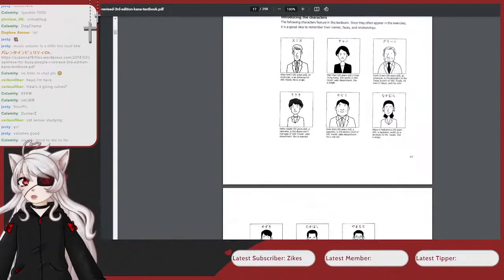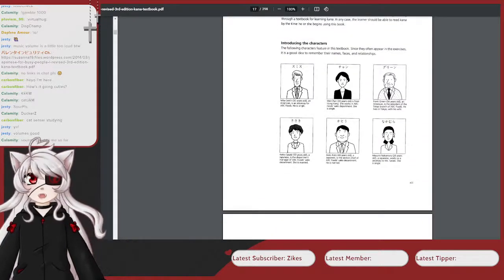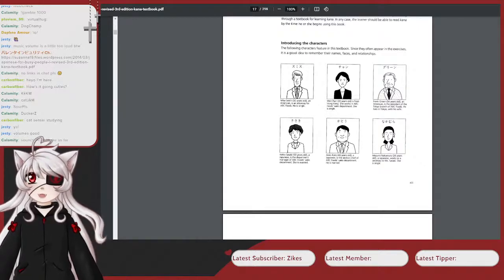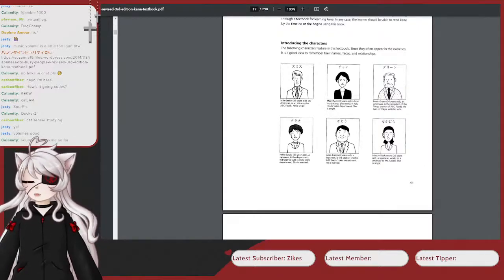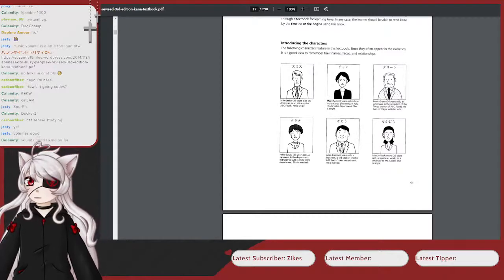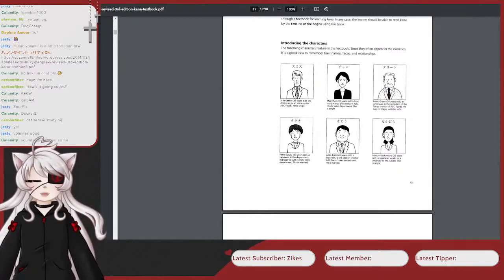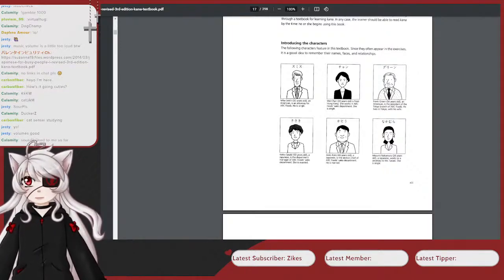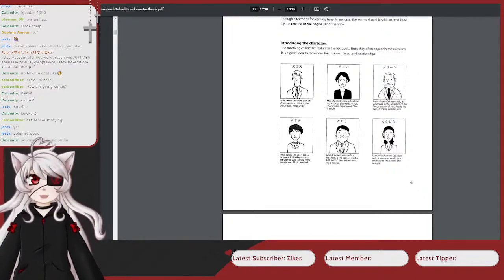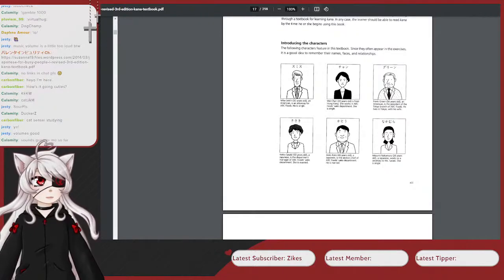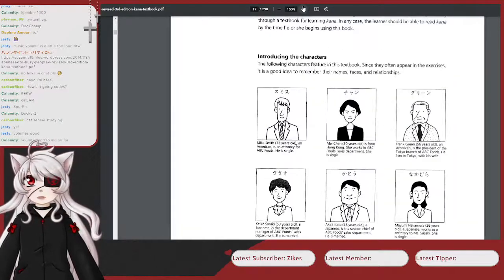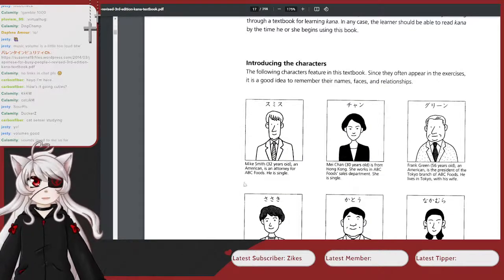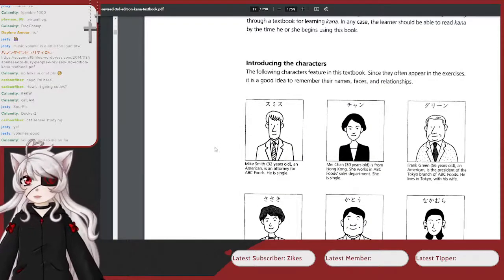There are different characters in here that they introduce us. This book is completely, all of the Japanese is in kana. So if you don't know kana and you want to follow along with this, you might want to open up a hiragana and katakana chart so you can read. Let me zoom in a little bit so you guys can see a bit better. There we go. That should be okay.